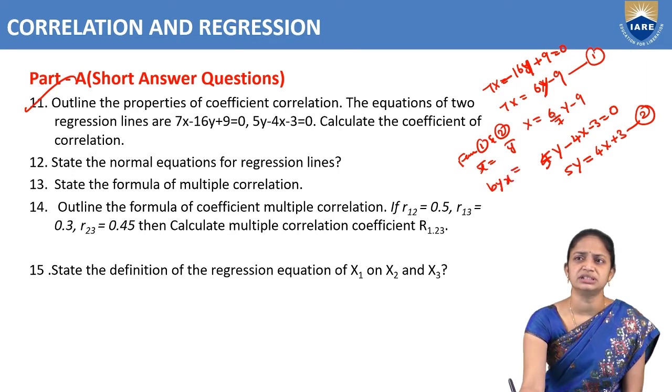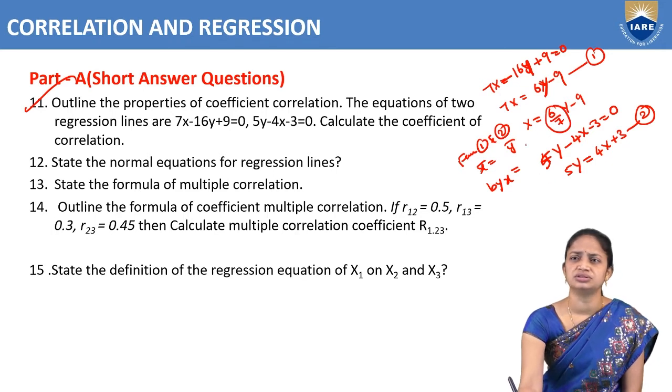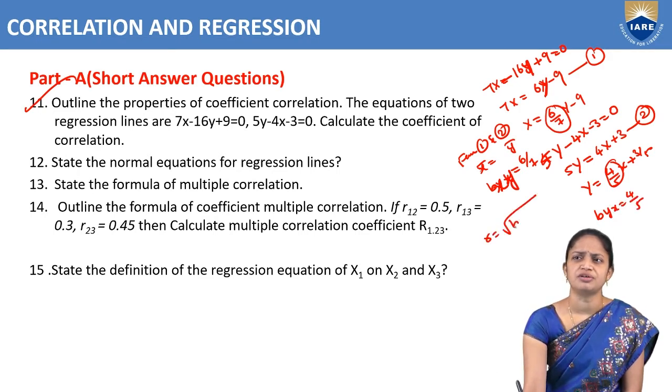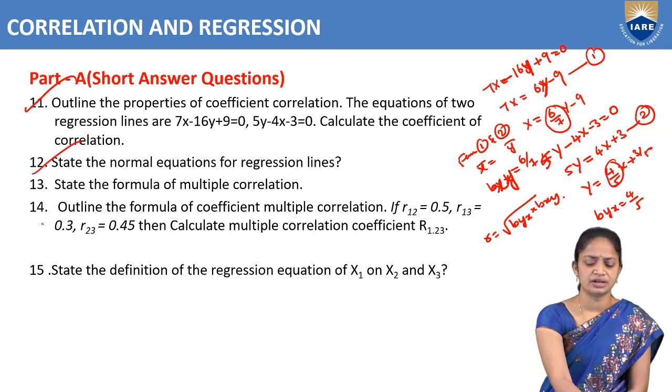So byx means the coefficient here, and bxy is 6 by 7. Byx, from that we can write y equal to 4 by 5 x plus 3 by 5, so byx equal to 4 by 5. And r equal to the root of byx into bxy. That is the formula.